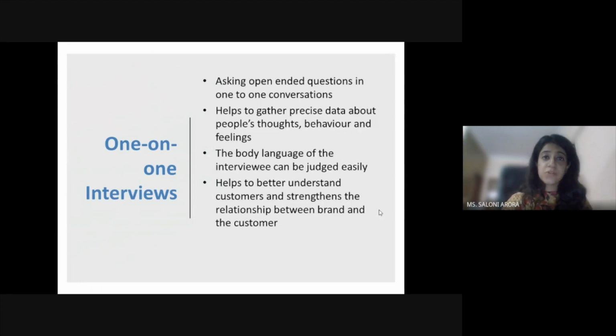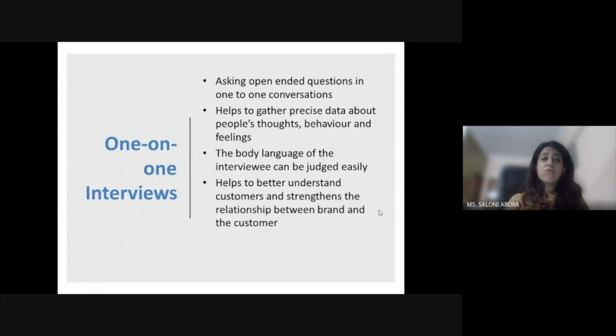Not only this, it's not only the verbal communication that matters in one-to-one interviews, but in fact, the body language also speaks for itself. You might show a little resistance in case of certain questions, but you might be very enthusiastic in certain questions. So, even that might give an indication to the researcher about the data to be analyzed.